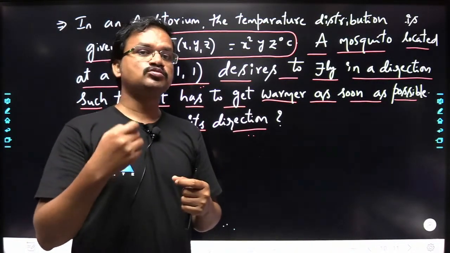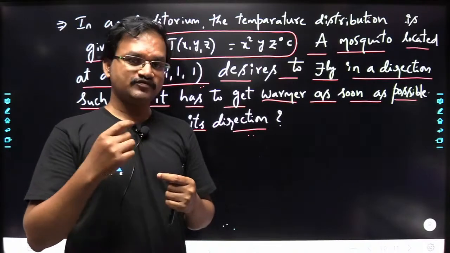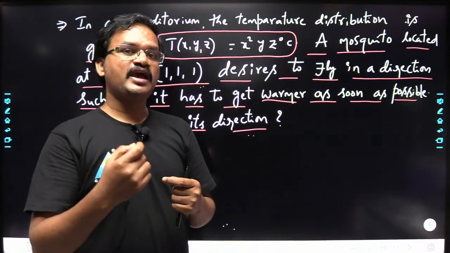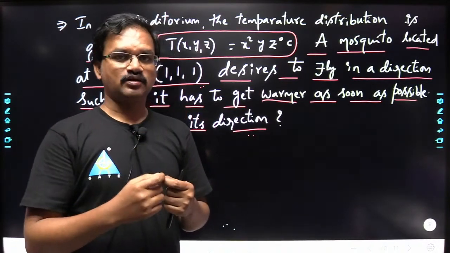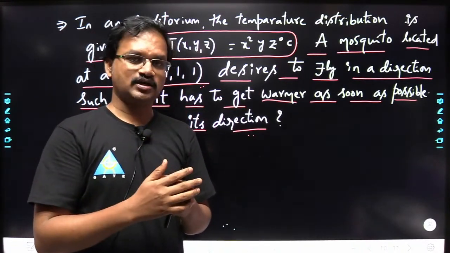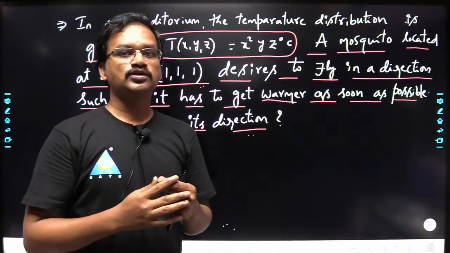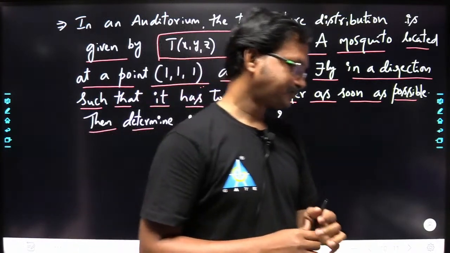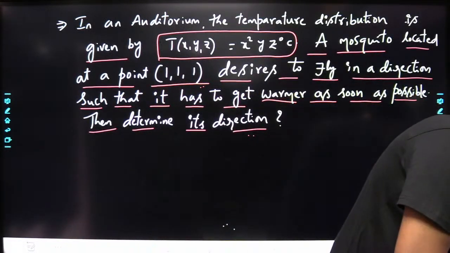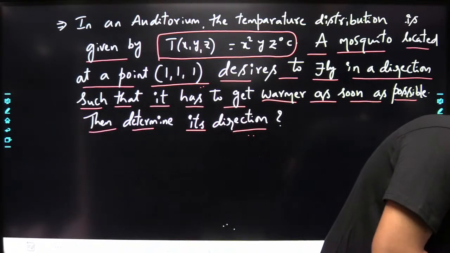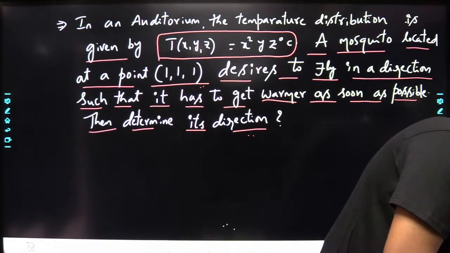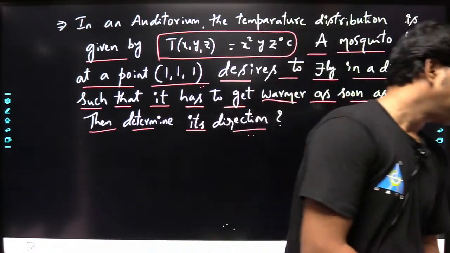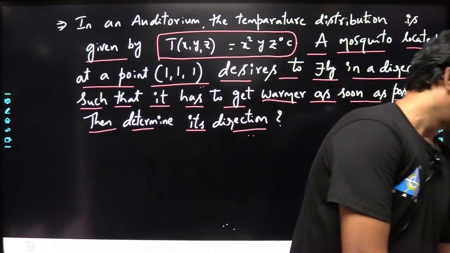That means it has to move in which direction here? If that mosquito moves in a direction in which there will be a maximum change in temperature, then it is going to get warmer as soon as possible. Yes or no here? Understood here? Okay. Yes or no here?